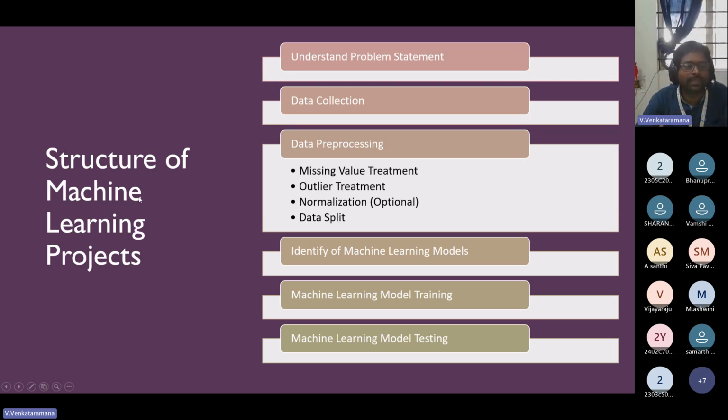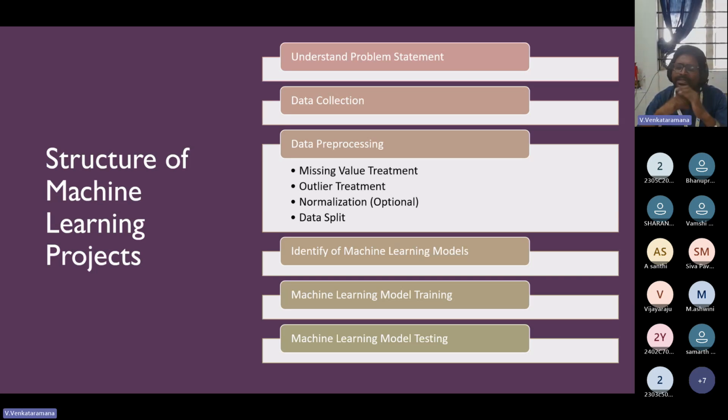So what is the structure of a machine learning project? Suppose you want to work on any problem and give some solution using machine learning or deep learning or AI, what are the steps we are going to follow? What are the steps we have to remember? Those things are listed here.